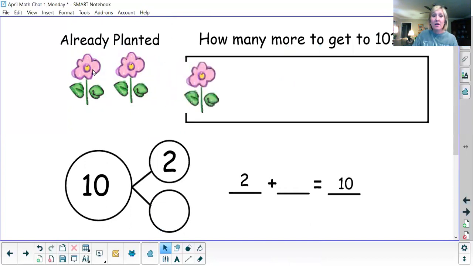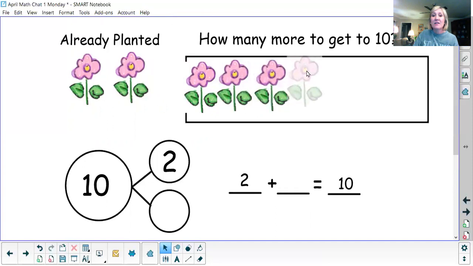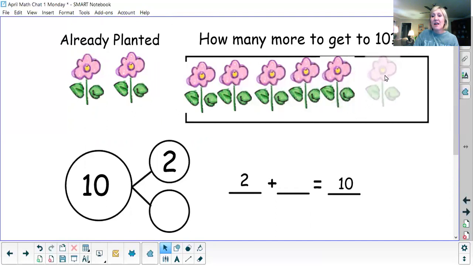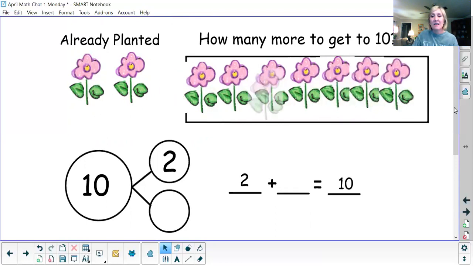3, 4, 5, 6, 7, 8, 9, and 10. So let's count to make sure.